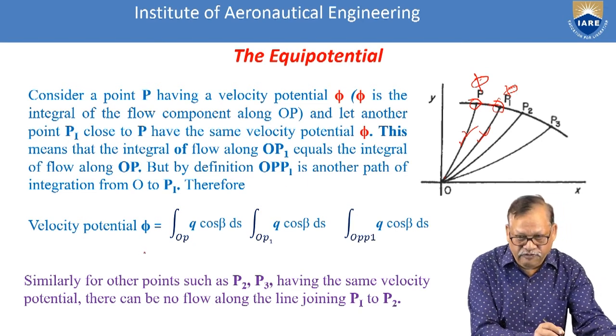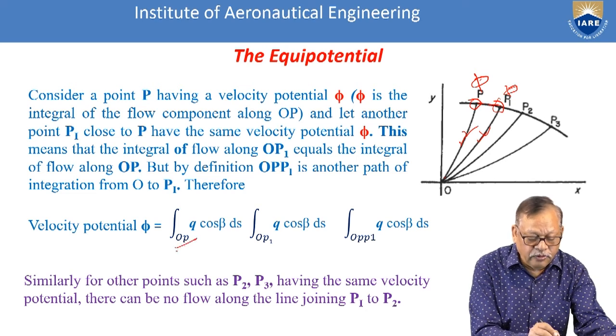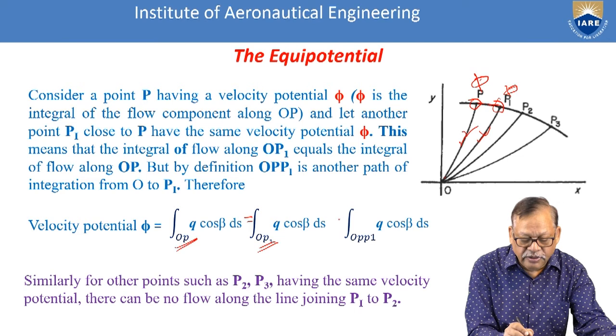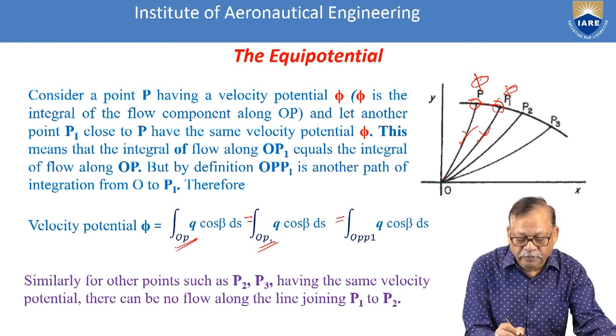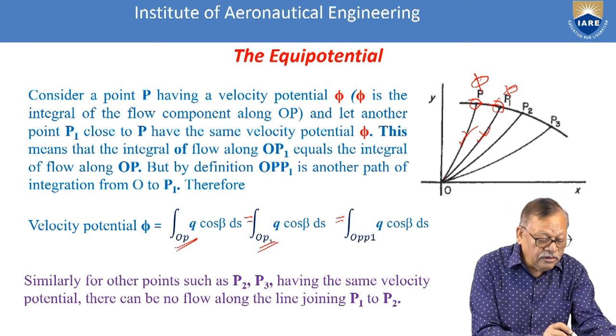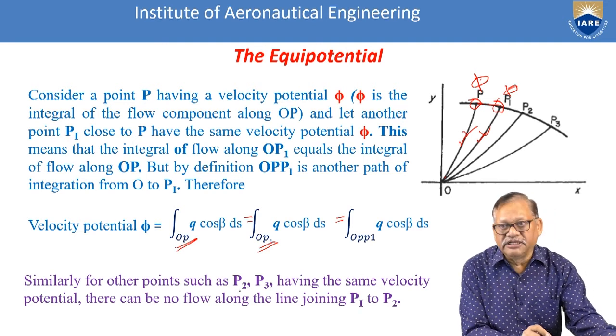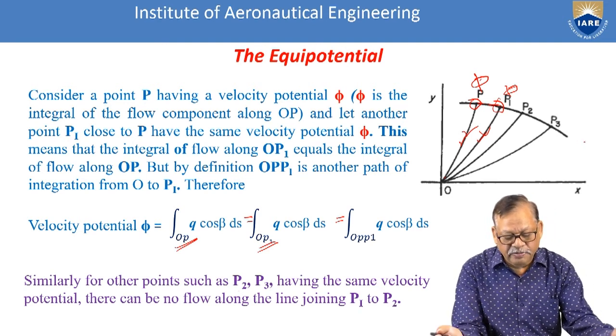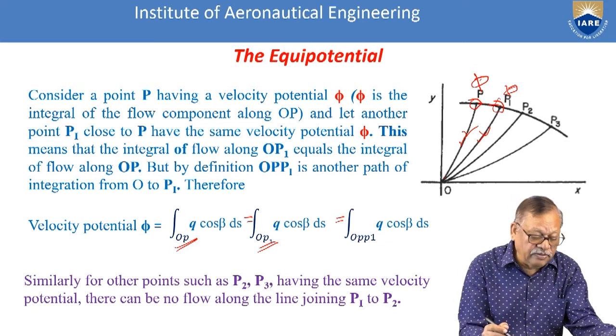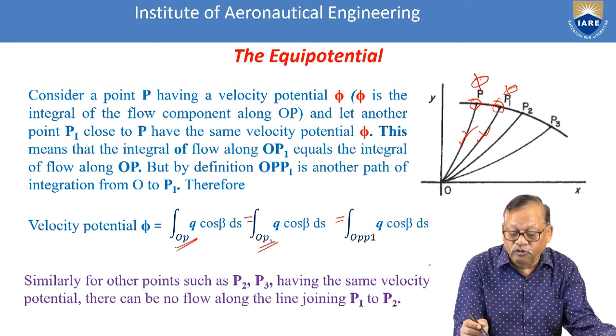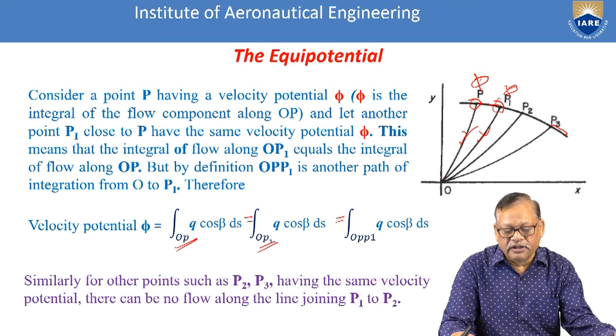Therefore, the velocity potential phi, if we integrate from O to P, should be equal to OP1, that is also equal to OPP1. Similarly, the other points such as P2, P3 up to Pn, having the same velocity potential, there will be no flow. So with that, we can say that is called our equipotential line.